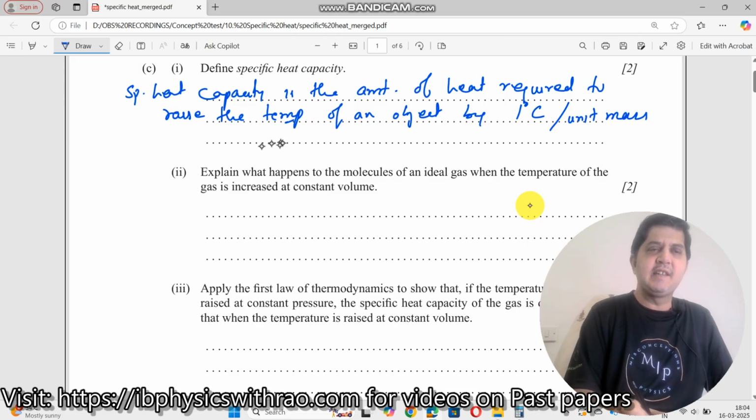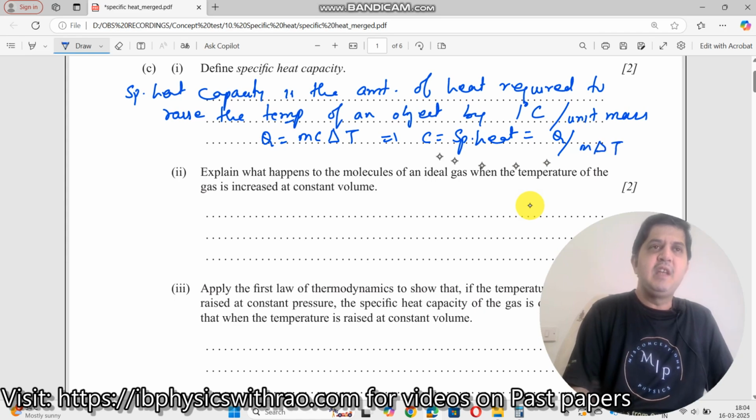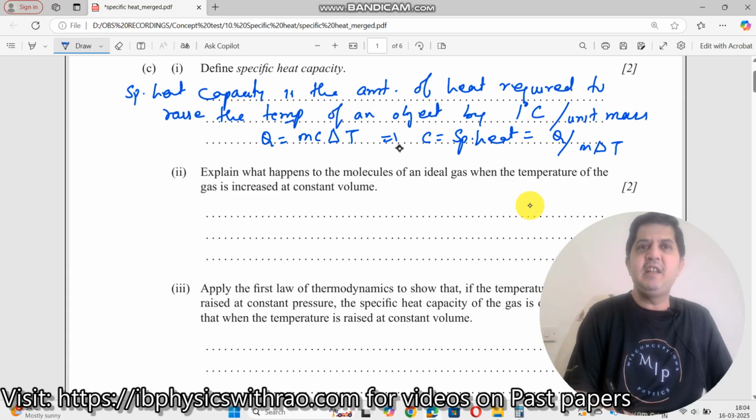If you want to write it as an equation, you can write Q = mcΔT, or in other words, C, which is the specific heat, is equal to Q divided by mΔT. If you do not remember the definition, you can just look at this equation and write down the definition of specific heat. As you see here, C is equal to the amount of energy required to raise the temperature by 1 degree centigrade per unit mass. So everything is coming over here. Let us move on to the next one.